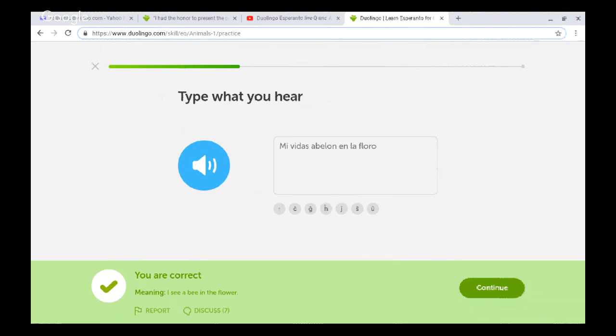A common question I have seen is, why is it not on the flower? Well, that's because that would be sur la floro. So in Esperanto, the sentence means that the bee is literally inside the flower. It has to go down inside to get the nectar, so it's getting all the pollen on itself. Tiu la abelo vere estas en la floro. Ĝi devas iri en la floron por atingi la nektaron, kaj tiel la poleno iras sur ĝin, kaj ĝi povas polenigi la florojn tiel. There we go.